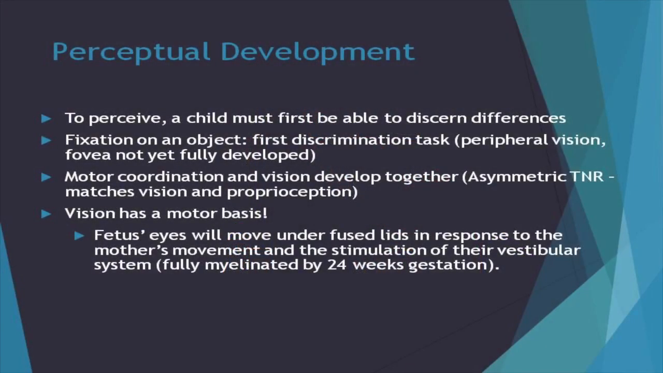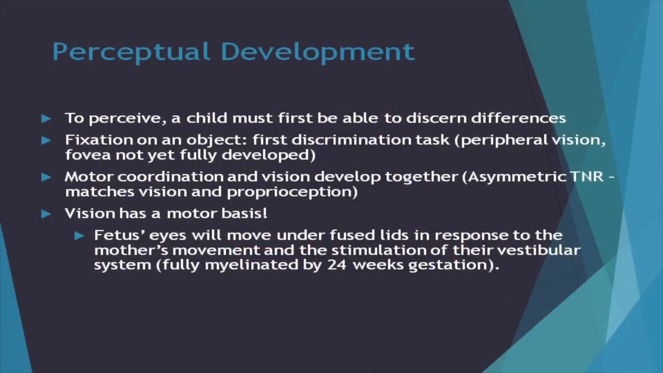So to perceive, a child first must be able to discern differences. That's all perception is, right? A white wall, you can't perceive anything other than the white wall, but once you get contrast or movement on there, then you can perceive a difference, and that's perception. Fixation on an object is the first discrimination task that an infant will do. And it's usually on someone's face, mom or dad's face, contrast from eyes to hairline. You've all seen those studies where they track the eyes and the nose.